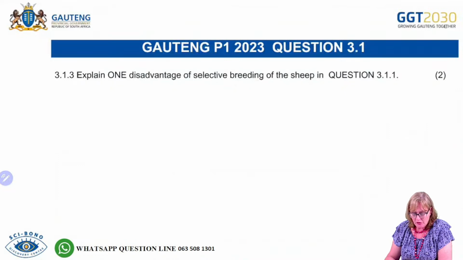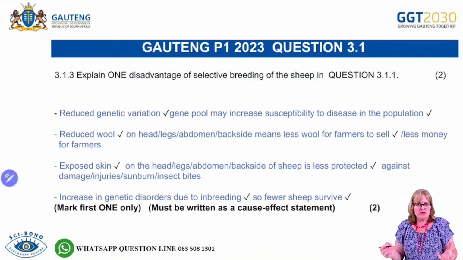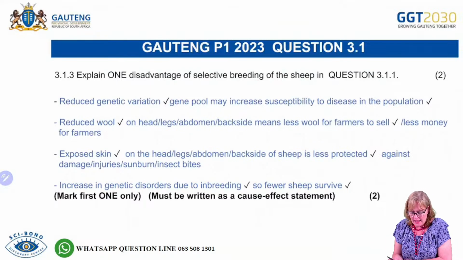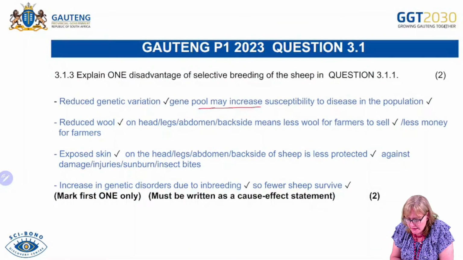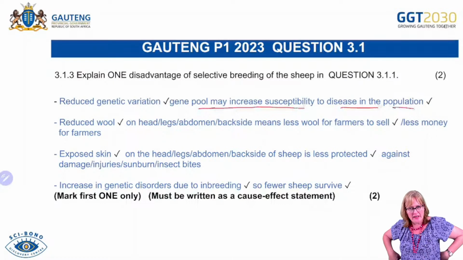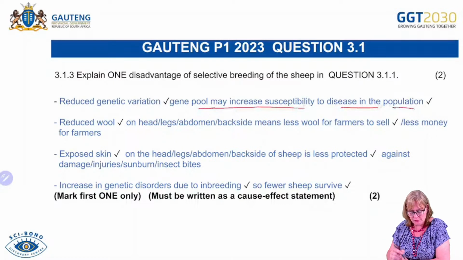Right, explain 1 disadvantage of selective breeding. Okay, selective breeding, always, the first thing, it will decrease your variation, your genetic variation. Right? Immediately, think of that. Because if you interbreed things, the genetic variation goes down, and that's never a good thing. Right? And your gene pool may increase the susceptibility to disease of the population. That's why animals that are purebred, and they interbreed them so much, they are very sickly, right? And they fall ill very easily, hip problems, all those things, because of interbreeding.